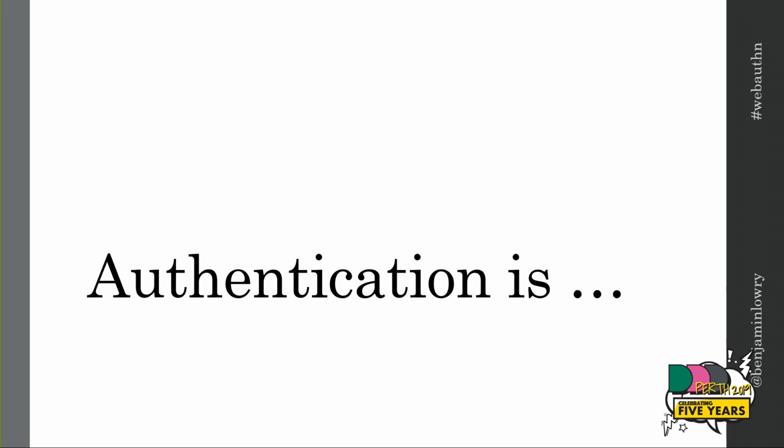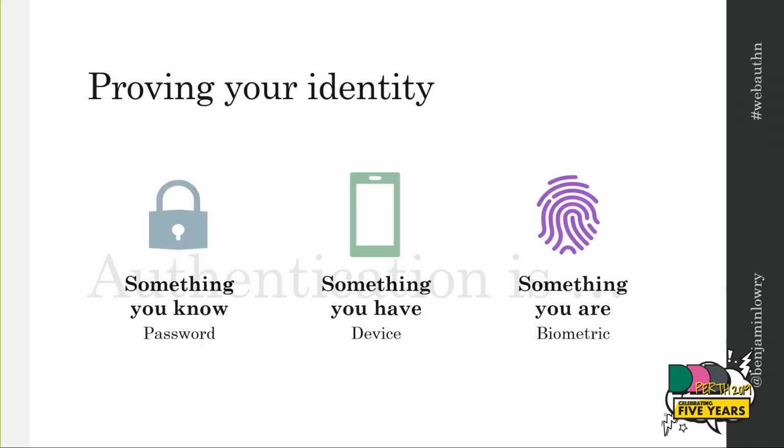So first of all, authentication is about proving your identity. That can happen through 3 ways at the moment. We've got something you know, which is usually a password or a PIN number, something you have, like your phone, you'll get a text message, or something you are, which would be your fingerprint or your facial recognition kind of thing.